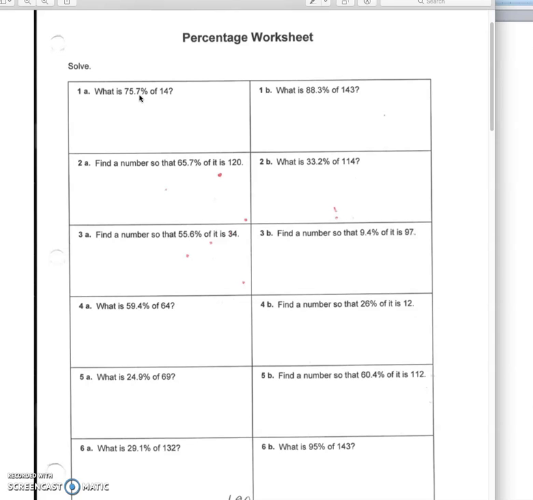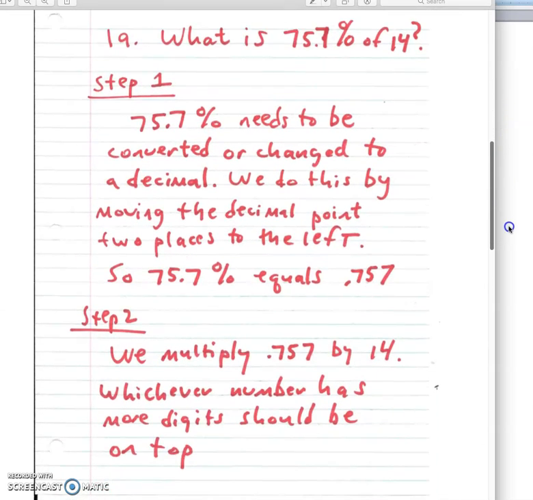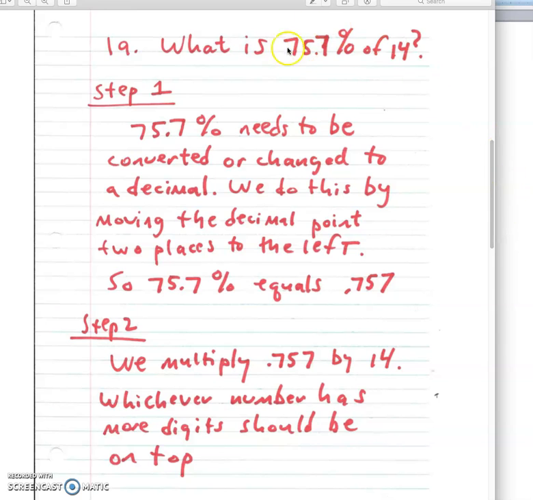Okay, so let's look at the first one. It says, what is 75.7% of 14? So let's go step by step with that one problem. Okay, so here's the question. What is 75.7% of 14? So step one is we need to take this percentage and we need to make it a decimal.